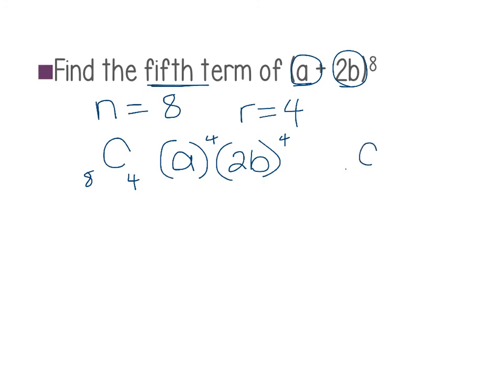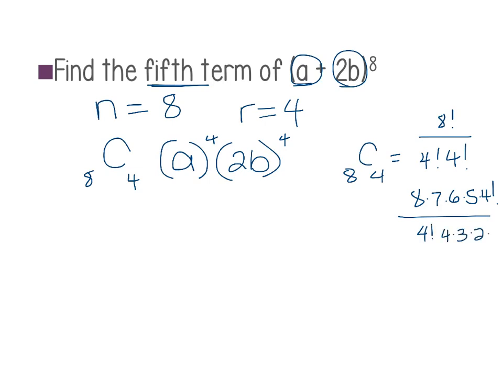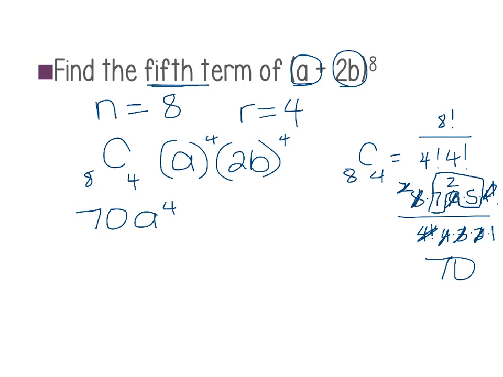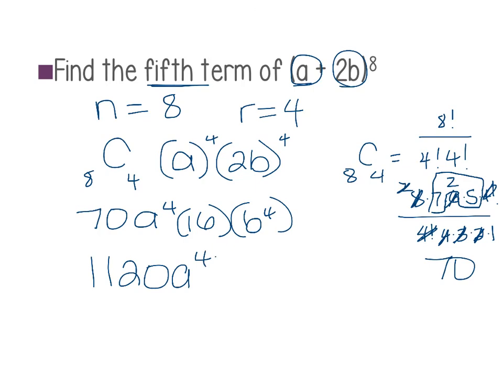So now C8, 4 is 8 factorial over 4 factorial times 4 factorial, 8, 7, 6, 5, 4 factorial. These cancel. 4 goes into 8 2 times. And then 2 and 2 cancel out. 3 goes into 6 2 times. And I have 7 times 2 times 5, which is 70. And then 2 times 2 times 2 times 2, 16. B to the fourth. Where'd you get the 16? 2 to the fourth. So 2 to the fourth, b to the fourth.